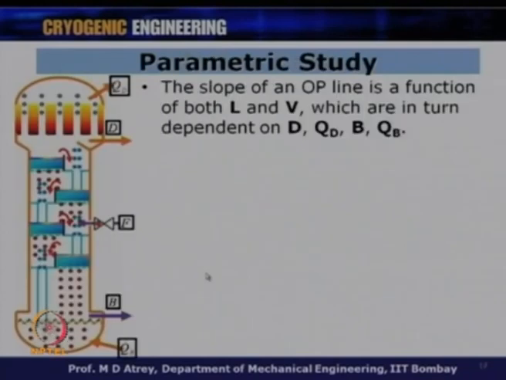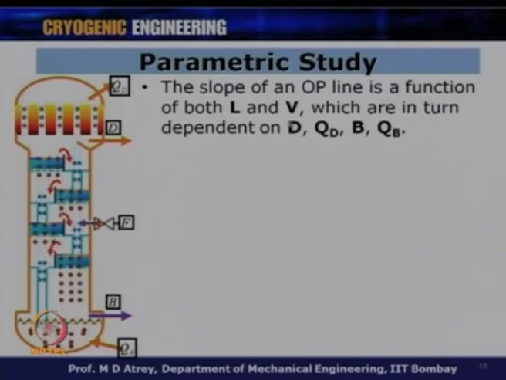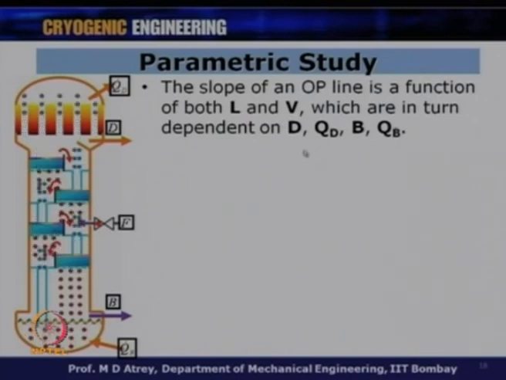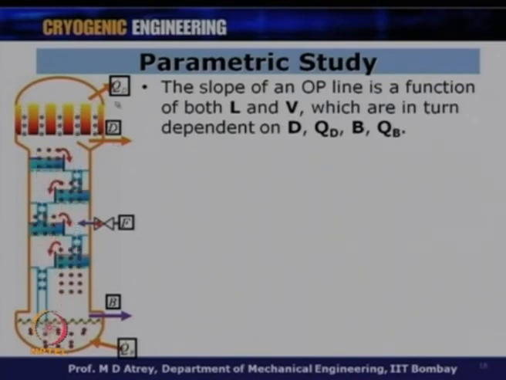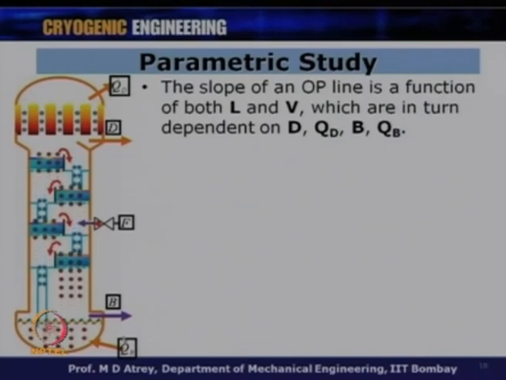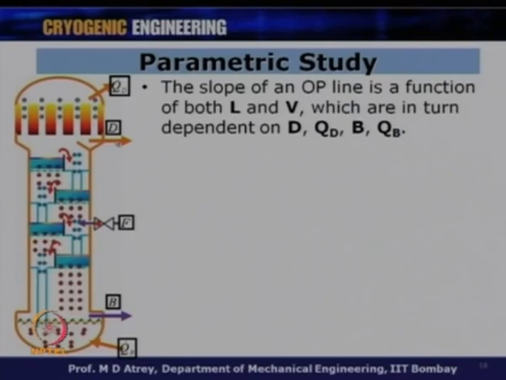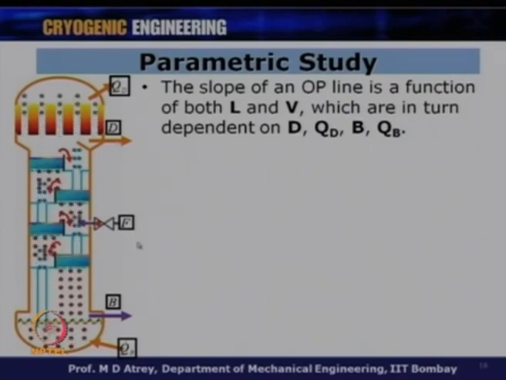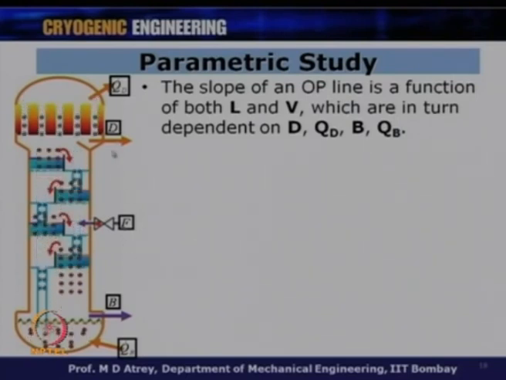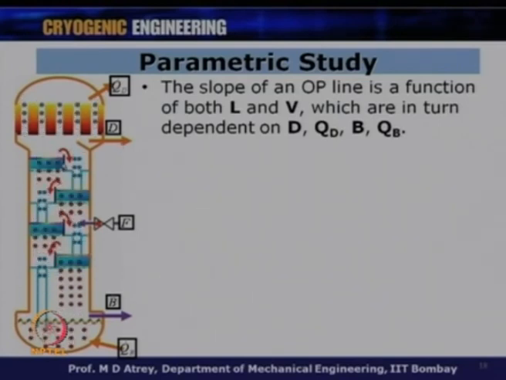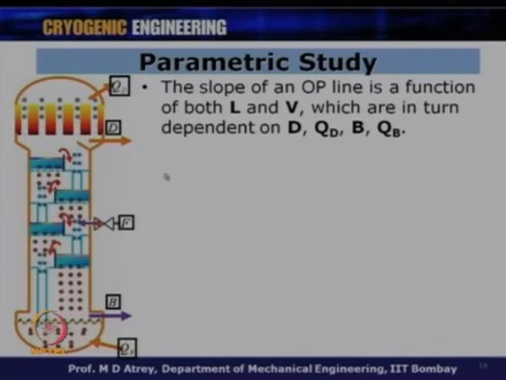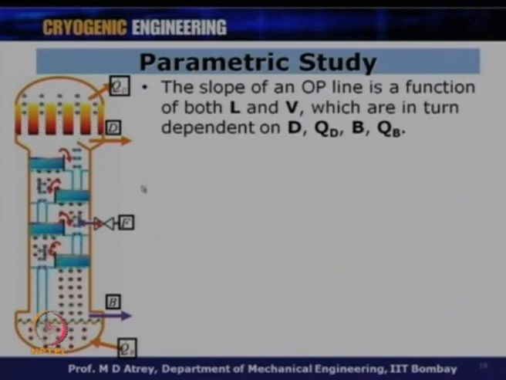Now, let us see the different parameters which affect the reflux ratio. The slope of the operating line is a function of both L and V, that is, L by V is what is called the reflux ratio, which in turn depends on D, QD, which we just talked about, and similarly B and QB. It is all related to the feed also. These are the parameters governed by the law of conservation of mass and the law of conservation of energy. This is also going to decide the L by V of your column, the reflux ratio of your column.